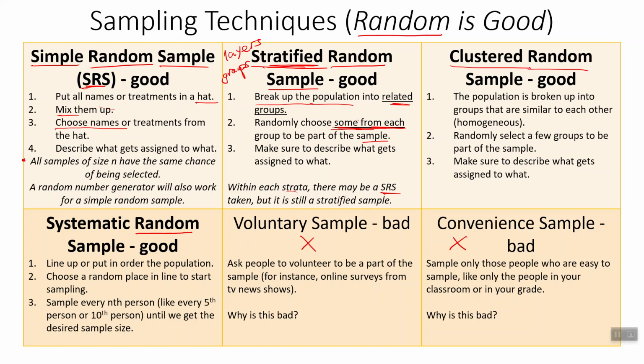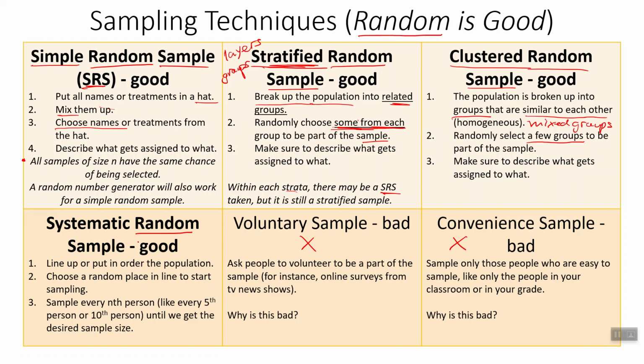All right, the other one that involves groups is a clustered random sample. So now the population is broken up into groups again, but these groups are all similar to each other. So it's not like all men and all women, it's a mixed group. So every group is a mixed group. All right, then we randomly select a few groups. So everybody in the group gets to be part of the sample.